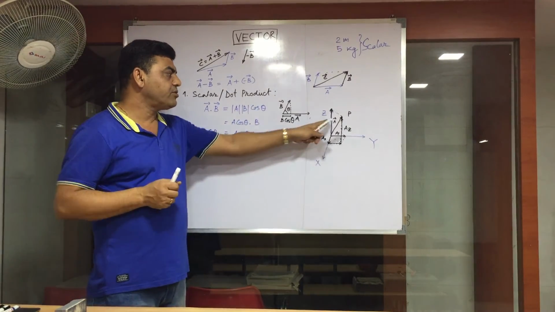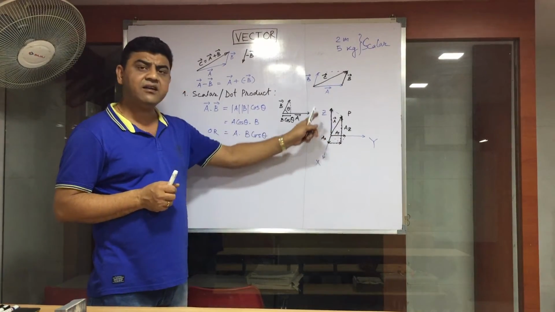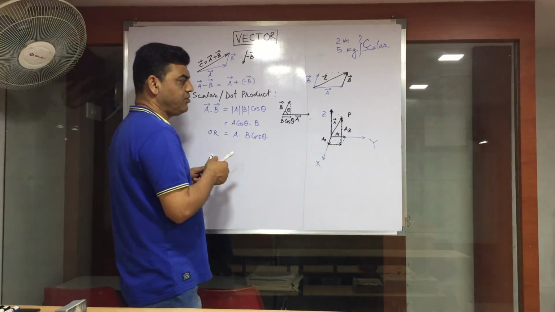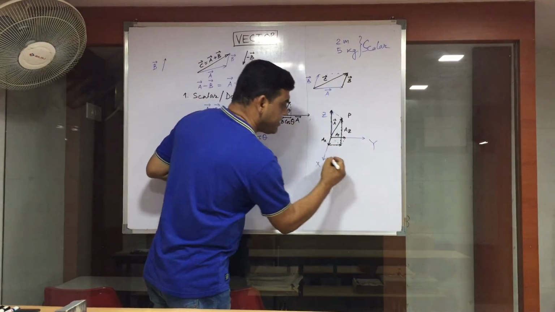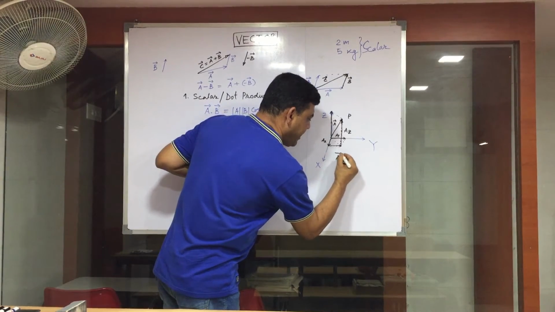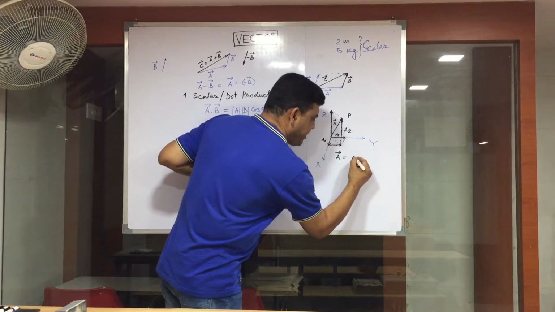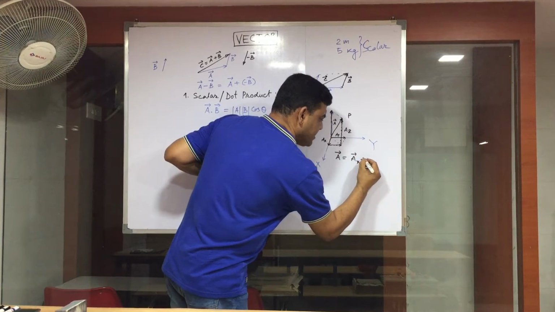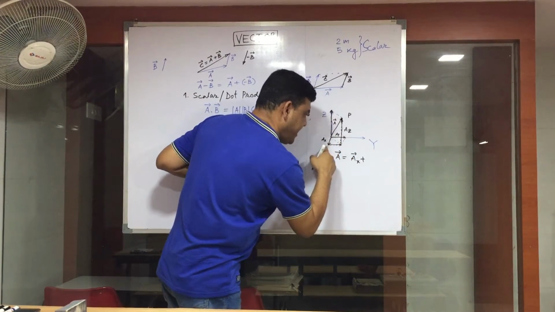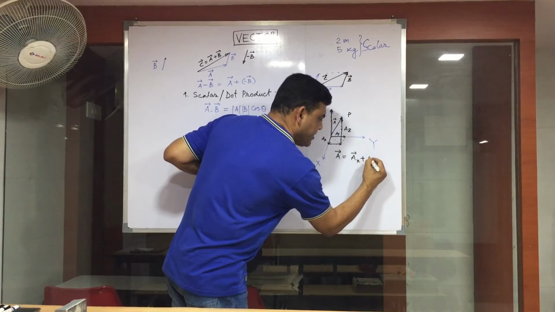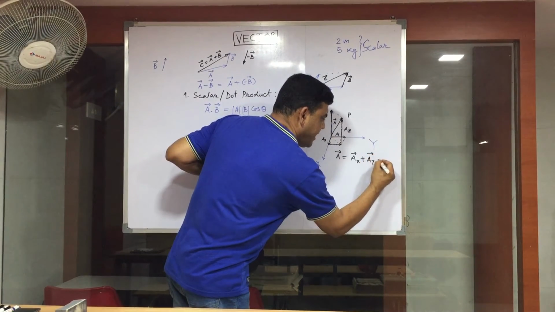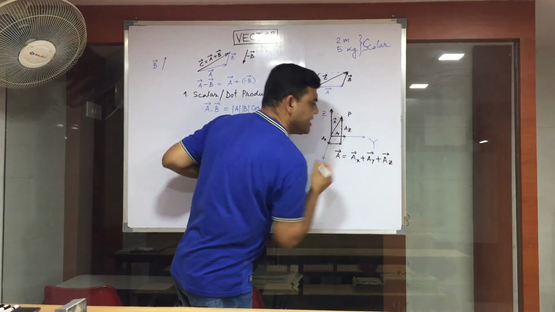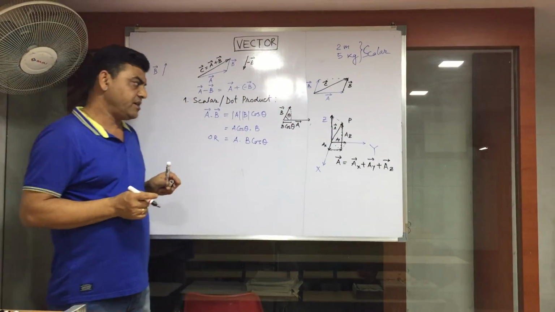Now you can find out the angle this vector makes with each of the coordinate axes. That part will come later on. So we can represent our original vector A as its component along the x-axis, AX, plus AY, plus AZ. You notice that I am using AX, AY, AZ as vectors along the X, Y and Z coordinate axes.